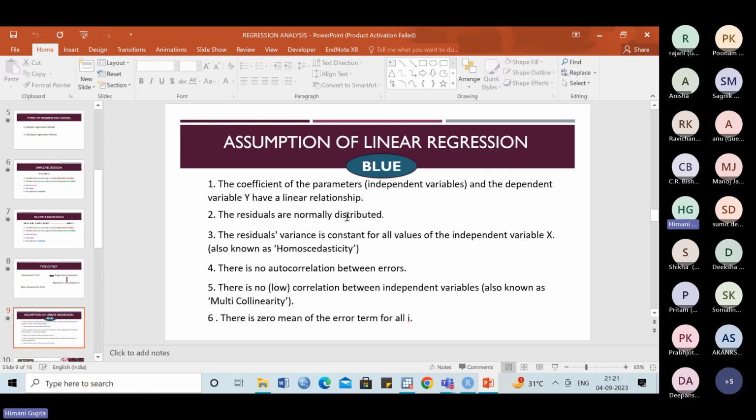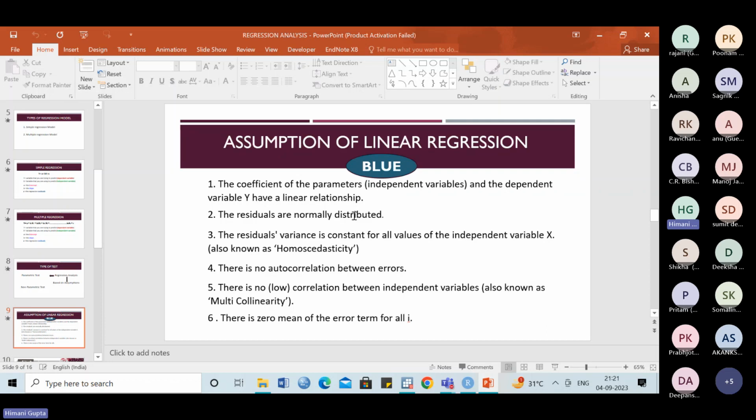Residuals are normally distributed. Whatever residuals are, we are saying they are normally distributed because the data always works on the normal data. So if we are checking by ADF test, we test all the variables which we can observe because they are observable. So we can check by ADF test whether my data is normal or not. If it is not normal, we just try to convert it.